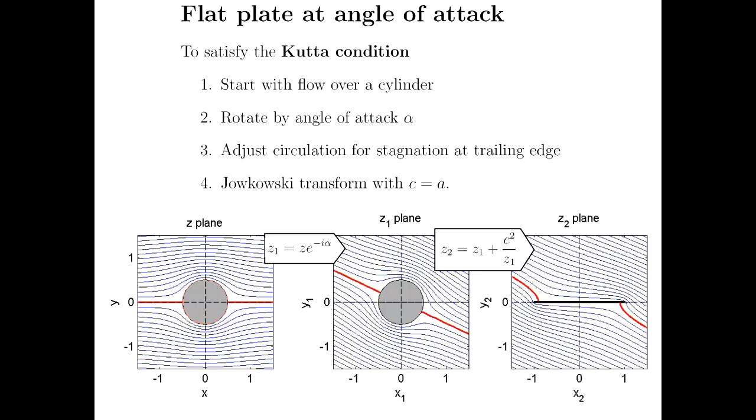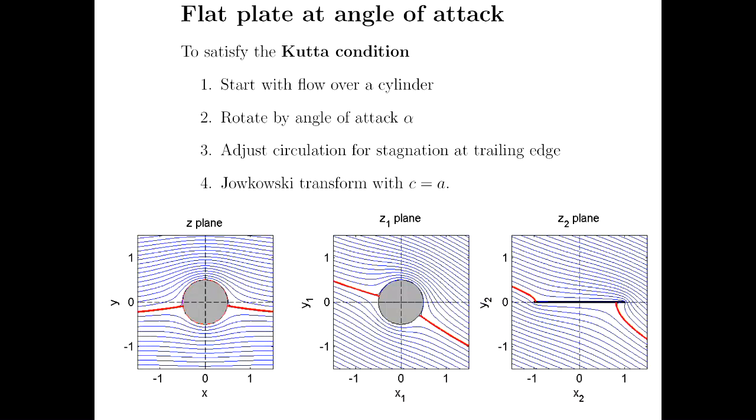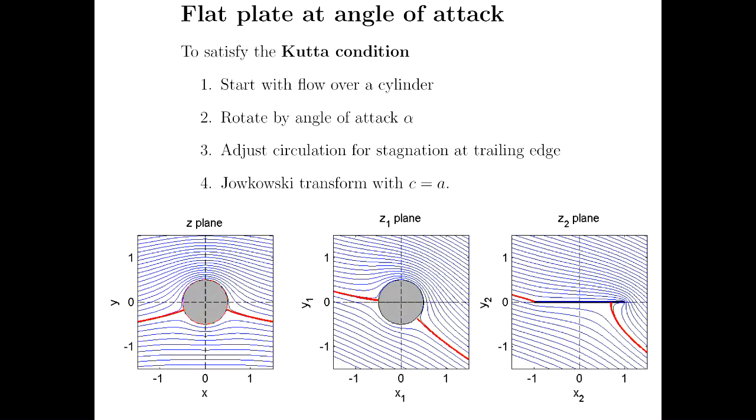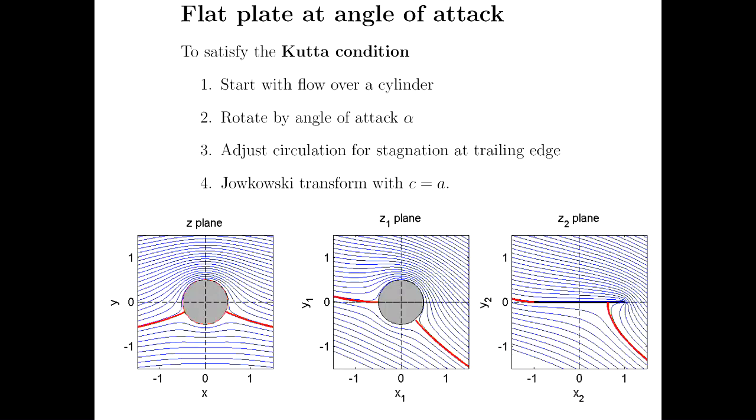Have a look here as I change my circulation, or as I change the strength of gamma. What do you think is going to happen to these stagnation points here when I change gamma? It's going to go down, right? And I want to make sure that this stagnation point here lies exactly at x equals negative c. So I'm going to change my circulation. There, all right? And you can see that in my transform plane, the stagnation point now lies exactly at the trailing edge of my flat plate.